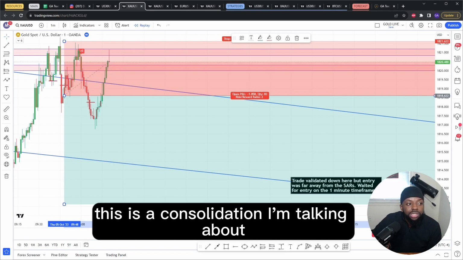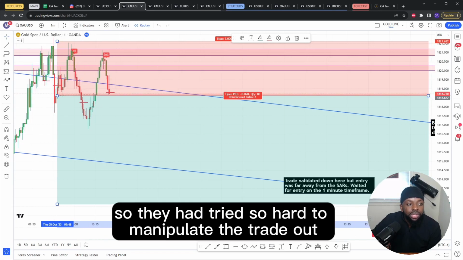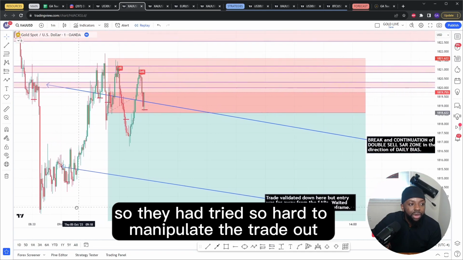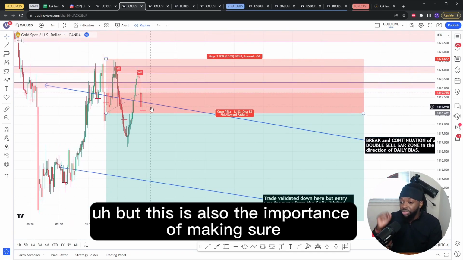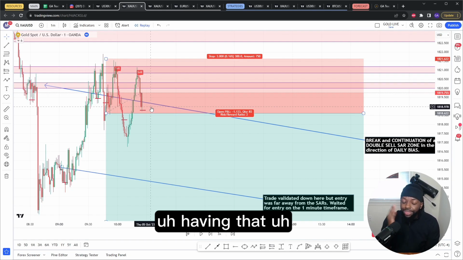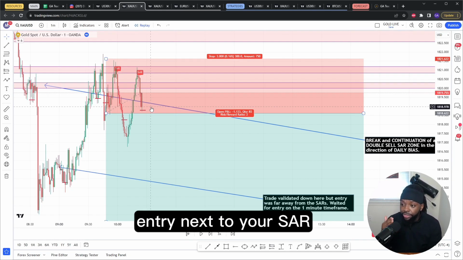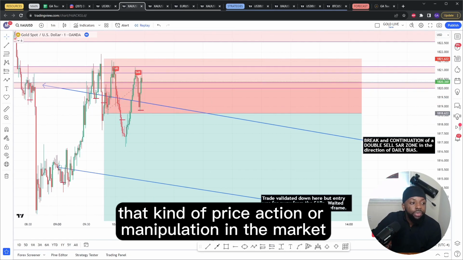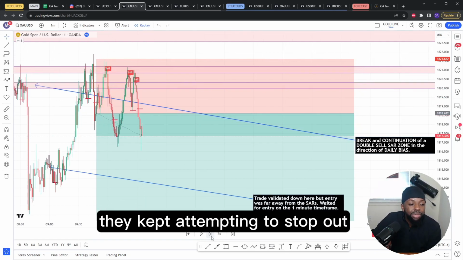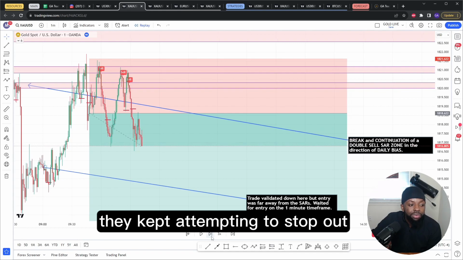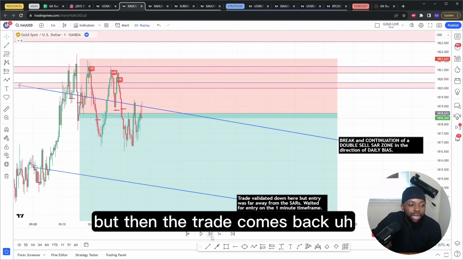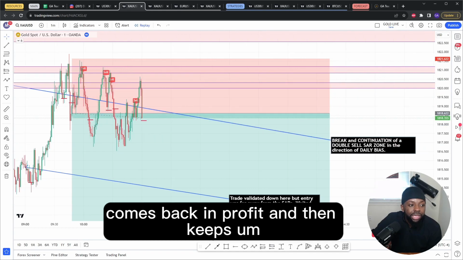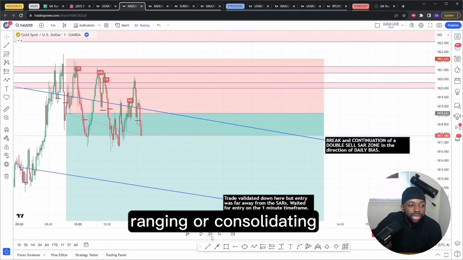All right, so you can see this is the consolidation I'm talking about. They had tried so hard to manipulate the trade out, but this is also the importance of having that entry next to your SAR, so you avoid that kind of price action or manipulation in the market. You can see here they kept attempting to stop out, but then the trade comes back in profit, and then keeps ranging or consolidating.